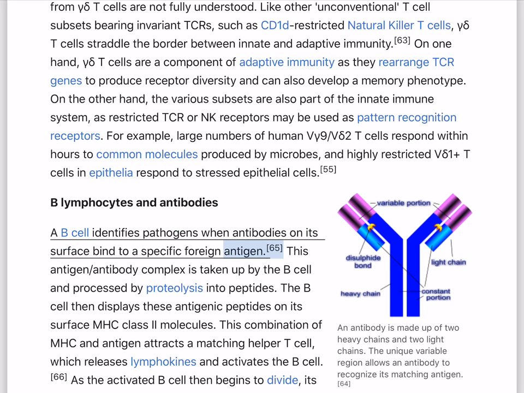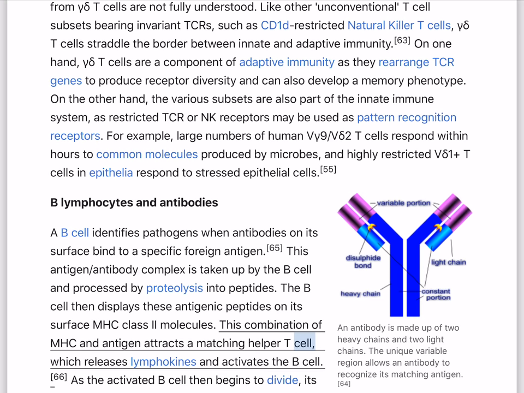This antigen-antibody complex is taken up by the B cell and processed by proteolysis into peptides. The B cell then displays these antigenic peptides on its surface MHC class II molecules. This combination of MHC and antigen attracts a matching helper T cell, which releases lymphokines and activates the B cell.